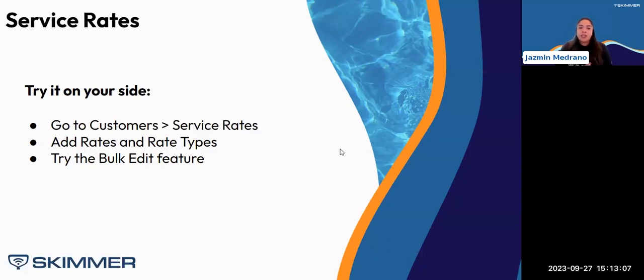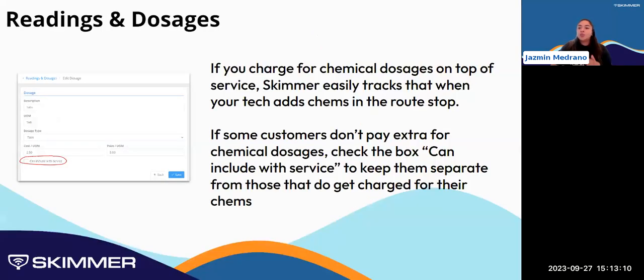All right, we're going to move along now. We're going to go into readings and dosages. Now, I know some of you guys charge for chemicals, so you charge service plus chem. If you charge for chemical dosages, Skimmer easily tracks those when you or your tech add chemicals to the route stop. If you're tracking those dosages through the app, Skimmer keeps track of them and carries them over into the invoice. If some customers don't pay extra for chemical dosages, there's a box that says can include with service, and it keeps those separate from those that do get charged for their chemicals.